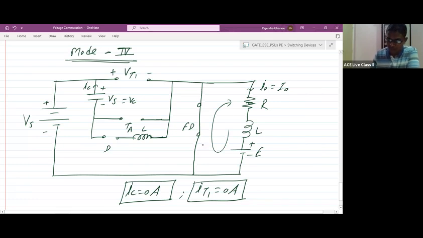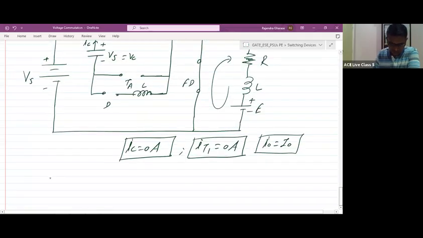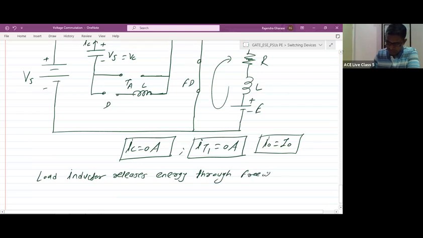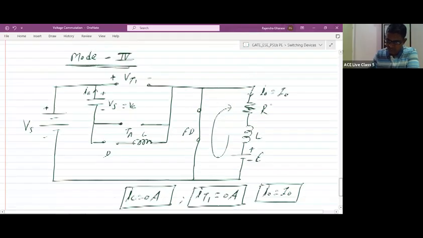Next, load current is constant. The load inductor releases the energy through the freewheeling diode. Let me write: load inductor releases energy through freewheeling diode. So that's why your I0 is constant.